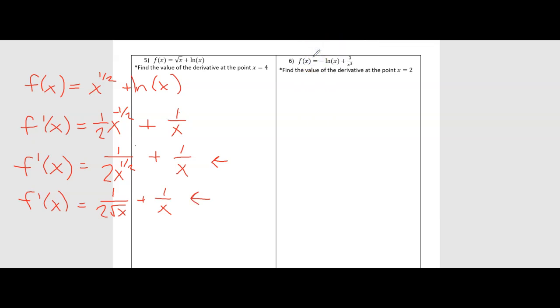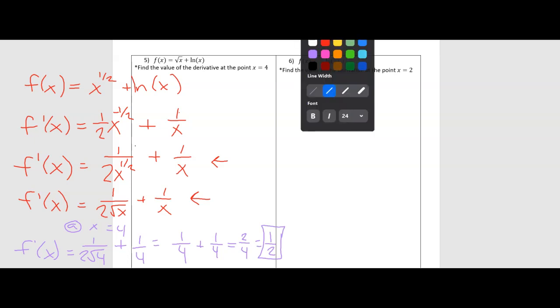I need to evaluate at x equals 4. So at x equals 4, f prime of x is equal to 1 over 2 times the square root of 4 plus 1 over 4 gives me 1 over 2 times 2, which is 4, plus 1 over 4 gives me 2/4 or 1/2. And that is the slope of the tangent line of this function at x equals 4.